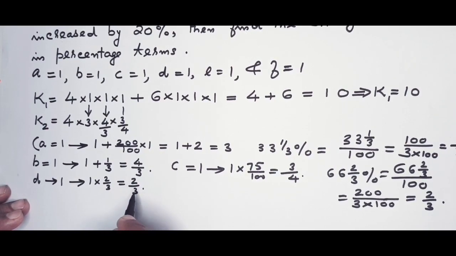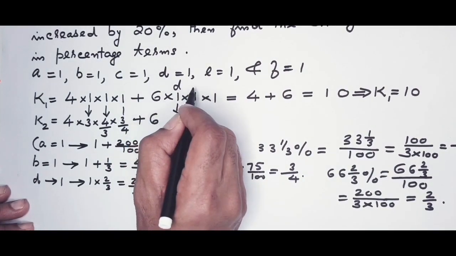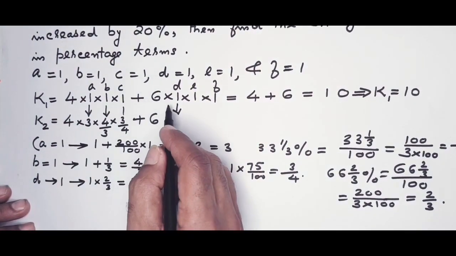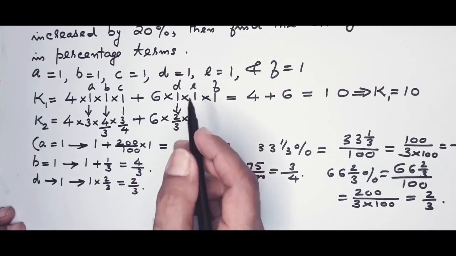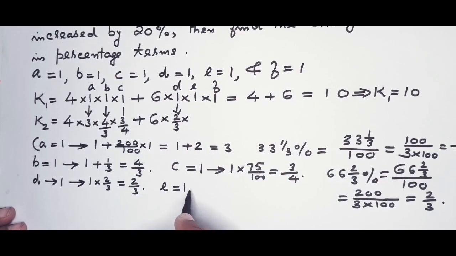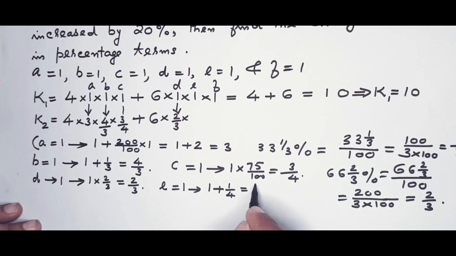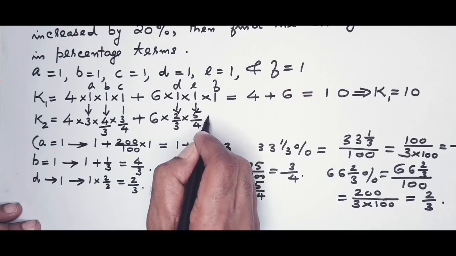So this is the new value of D, and this is D, E, F. This is A, B, C. Now D is decreased to 2 over 3. Then what about E? E is increased by 25%. So originally it was 1, increased by 25%. You write 1 first, and the increase is 25% of 1. 25% is nothing but 1/4, as you know. So we are just increasing 1 by 1 divided by 4. On simplification, this is 5 by 4. So this will be 5 divided by 4.